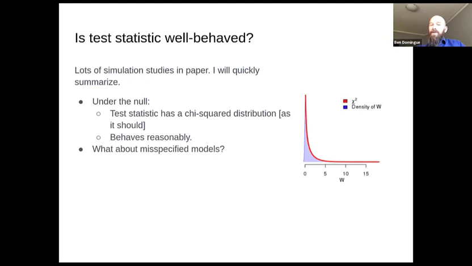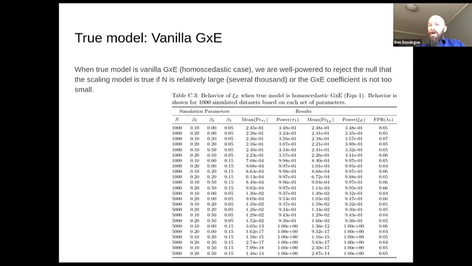So the test statistic behaves perfectly well under the null, but what about if the model is misspecified? What about the case wherein we have something else going on? What happens? Well, what if the true model is actually the classic G by E case, and we are asking about whether the scaling model actually produced the data? Well, the punchline is everything works just fine.